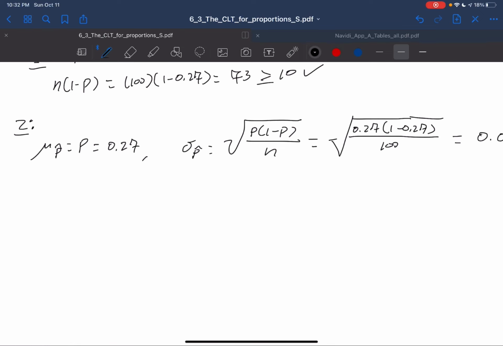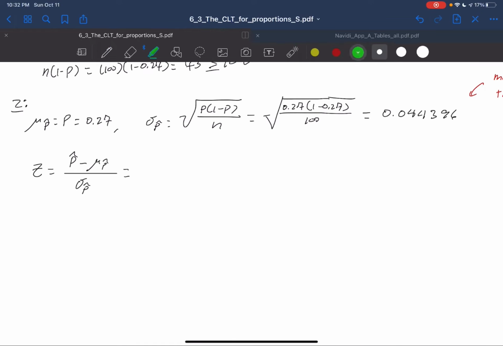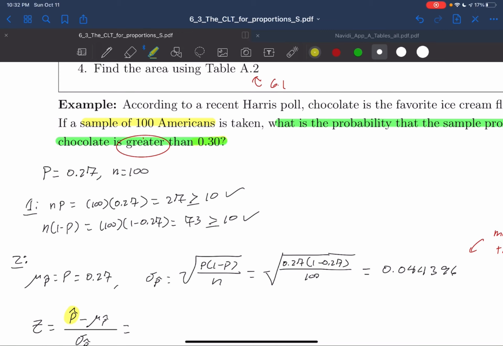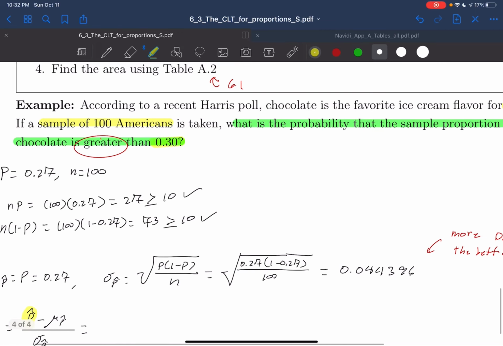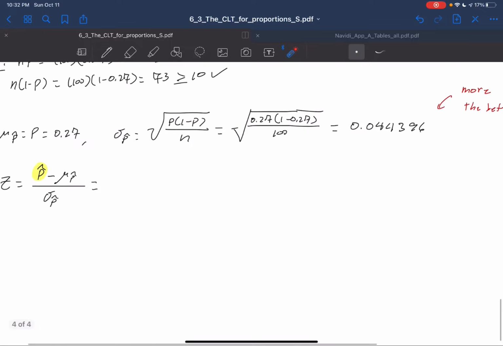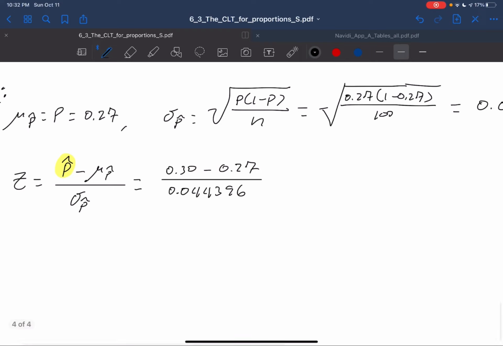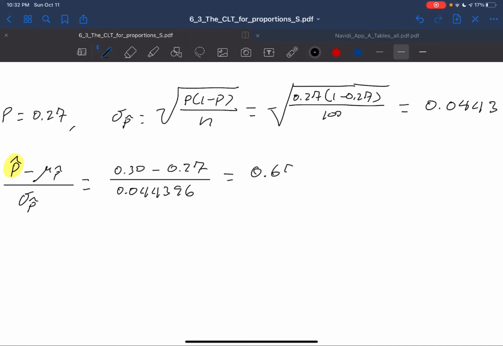So here, z is equal to p hat minus mu of p hat, divided by sigma of p hat. And which p hat are we interested in? It's going to be this one right here. It's what the problem wants to know: the probability that the sample proportion of those who prefer chocolate is greater than 0.30. So here it will be 0.30 minus 0.27 divided by 0.044396, and this is equal to 0.6757.